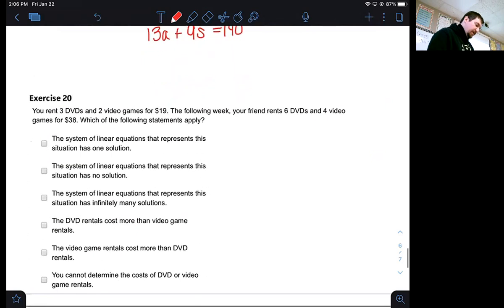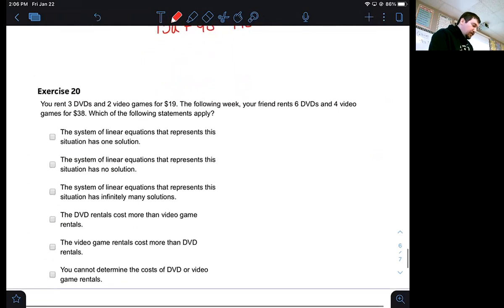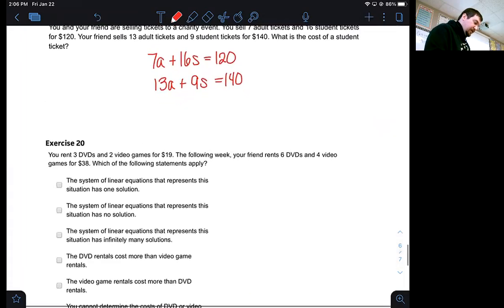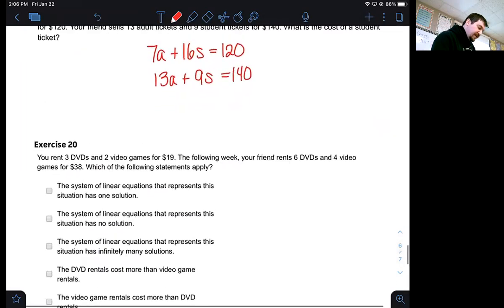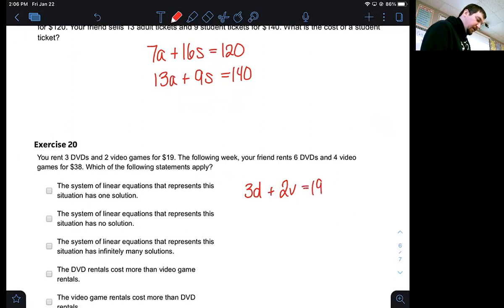We'll do the last one real quick. Number 20, there is no number 19, it's just number 20. You rent 3 DVDs, so 3D, and 2 video games, 2G, for $19. The following week, your friend rents 6 DVDs and 4 video games for $38.